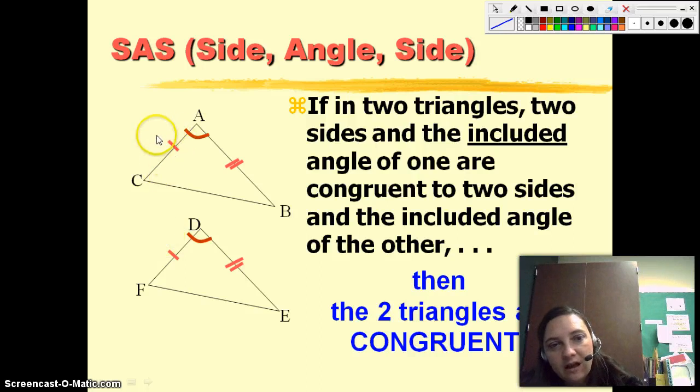So here's my first side. Here's the angle, and it's included, which means it's between the two sides. And then here's our second side, AB. And that has to correspond with the sides and angles of the second triangle. So DF has to correspond with AC, angle D has to correspond with angle A, and DE has to correspond with AB, so that they both have side, angle, side.